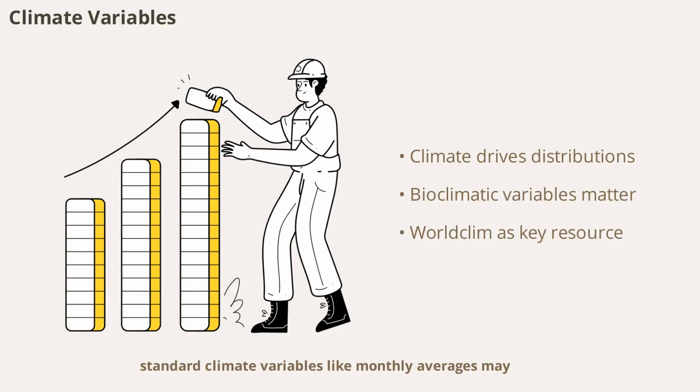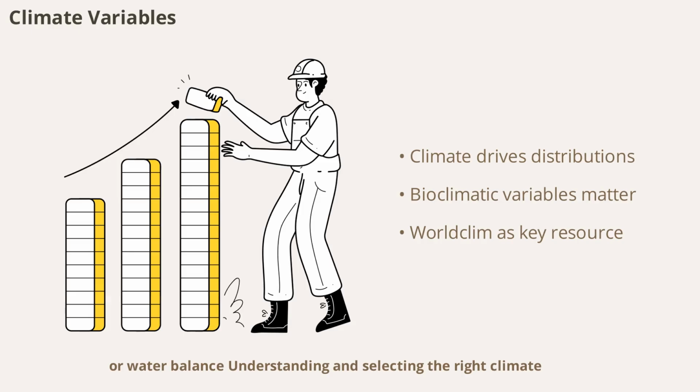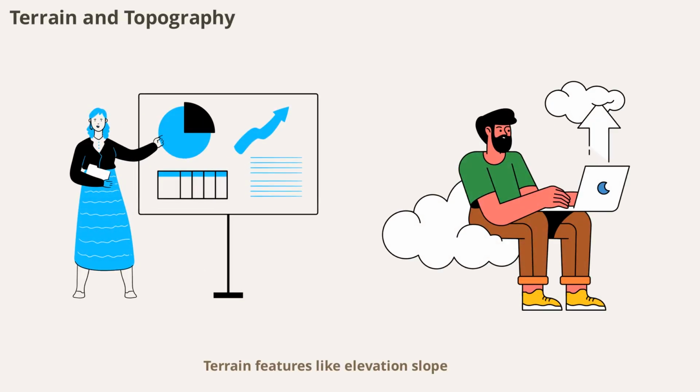However, standard climate variables like monthly averages may not always capture the most relevant biological factors. Bioclimatic variables, such as those derived from WorldClim datasets, transform raw climate data into measures of seasonal variation, extremes, or water balance. Understanding and selecting the right climate variables is essential for building effective SDMs. Terrain features like elevation, slope, and aspect can influence local climate and soil moisture, affecting species distributions. While elevation is an indirect predictor, more proximal variables like temperature or moisture are preferred when available.